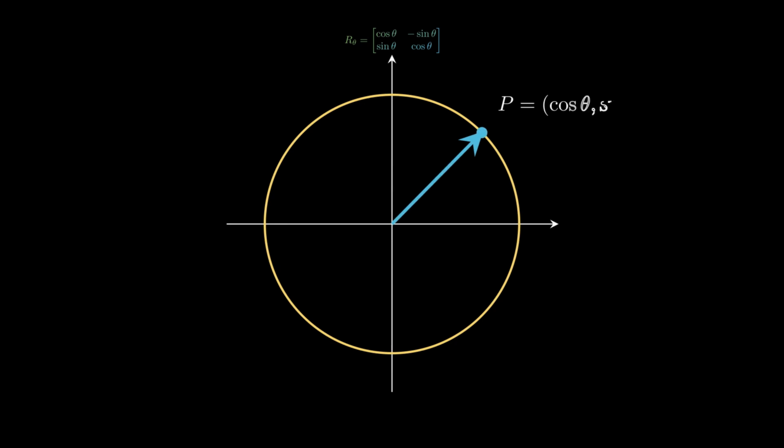First, plot the unit circle and select a random angle theta, drawing a vector from the origin to a point on the circle that creates the chosen angle with the x-axis. Notice that the x-coordinate of this point is equal to cosine theta, and the y-coordinate is equal to sine theta.